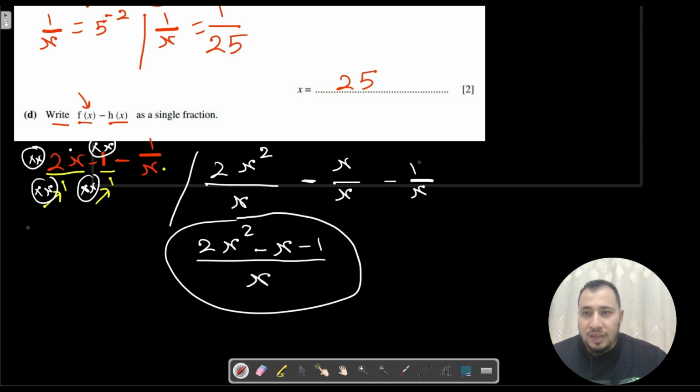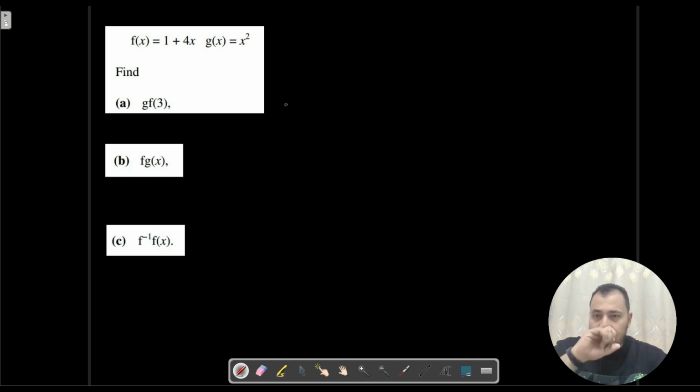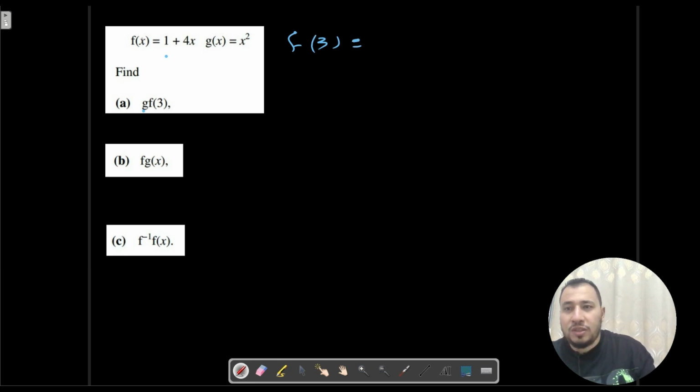Okay, let's take a look at the next question. Here in the next question, I have f of x equal 1 plus 4x, and here g of x equals x squared. Okay, find g f of 3. So first of all, as usual, I'm going to bring f of 3. Okay, f of 3 here equals 1 plus 4 multiplied by 3, which is equal 13.